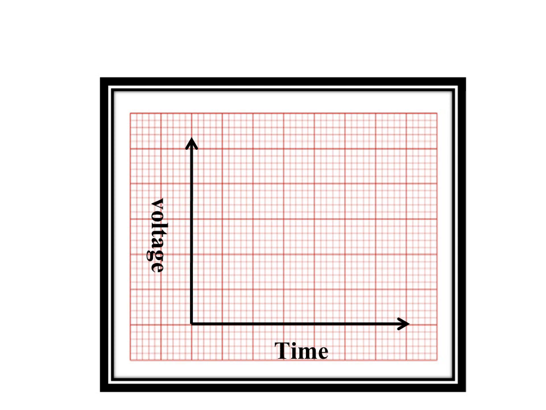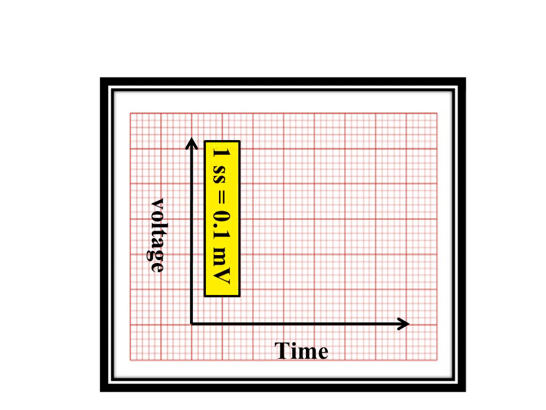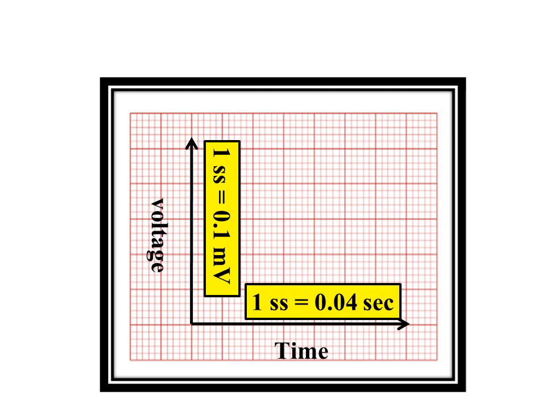We took the time, we took the voltage, and we said that 1 small square equals 0.1 millivolt, while 1 small square in the horizontal line represents time and it's equal to 0.04 second. So we must know these two values.